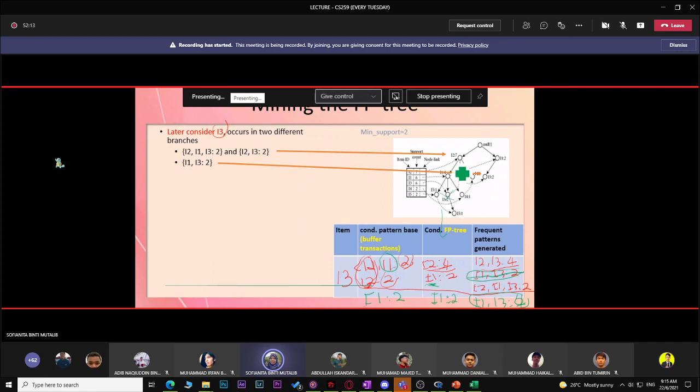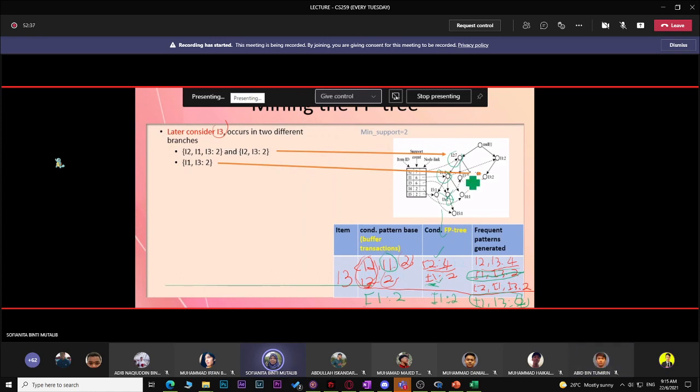What is the conditional? Conditional dia adalah here and here kan? I2 and I3. I2 and I1. So count dia lebih daripada 2. So definitely kat sini akan menjadi I2 and I1 as the conditions. And ada cara lah kalau you nak tengok. Boleh faham tak? Boleh. Kan?